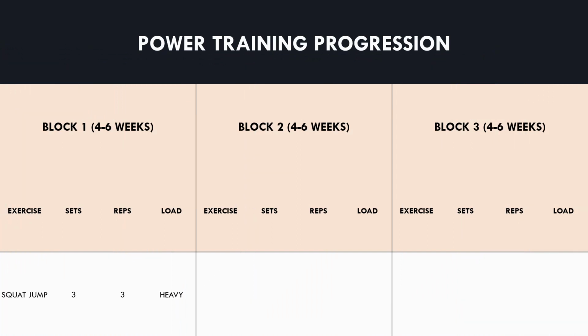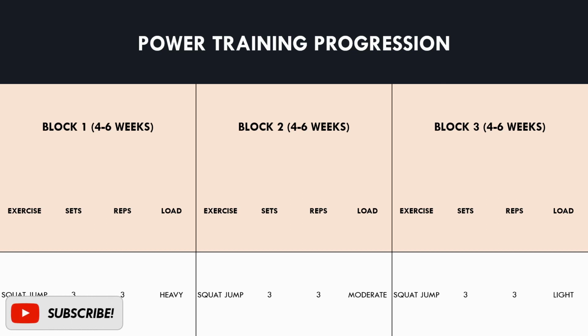We start with 3 sets of 3 reps with a heavy load, then we maintain the same set and rep scheme while reducing to a moderate load. Finally, a light load is used with the same 3 sets of 3 reps. This progression will naturally allow higher jump height and faster velocities as load is reduced.